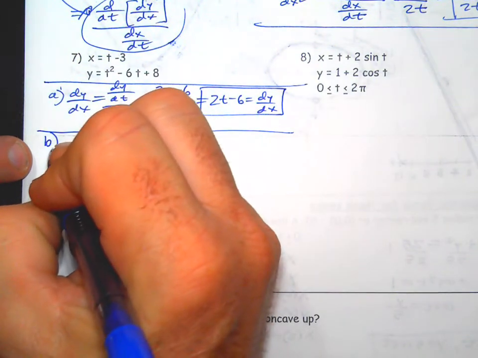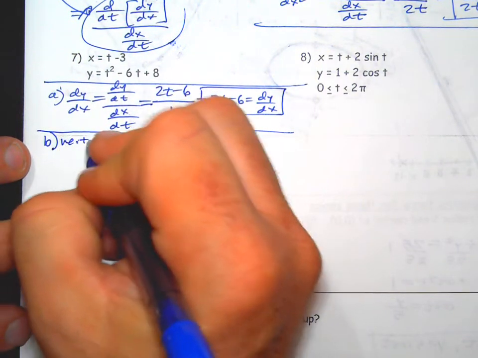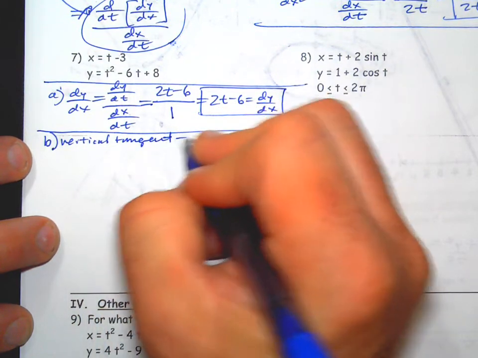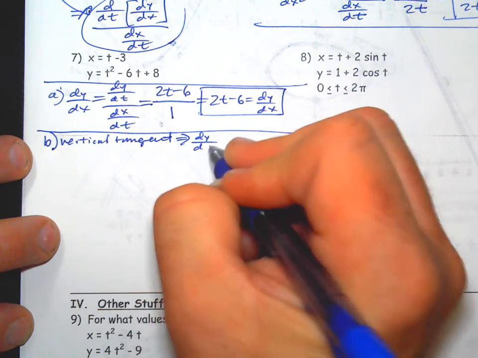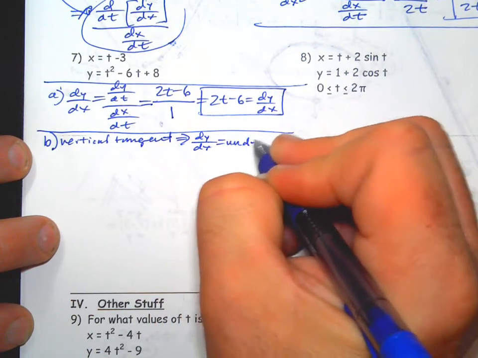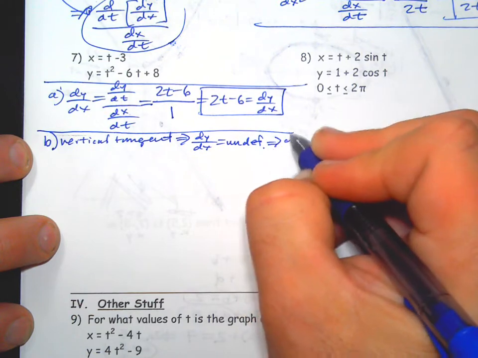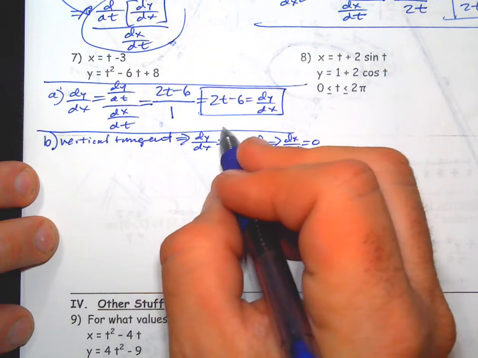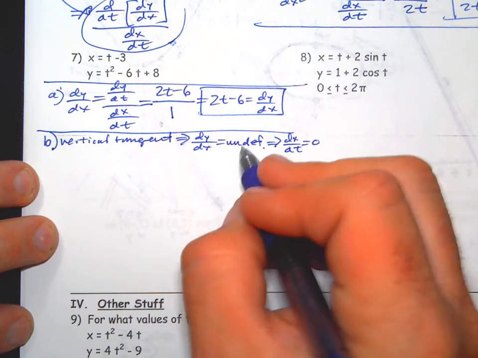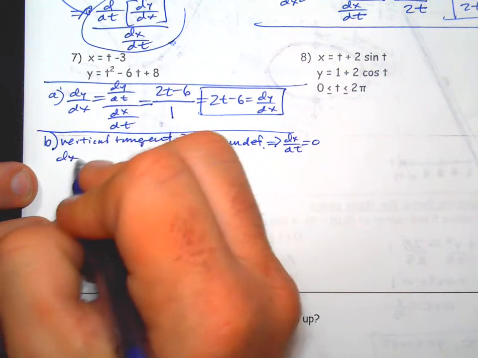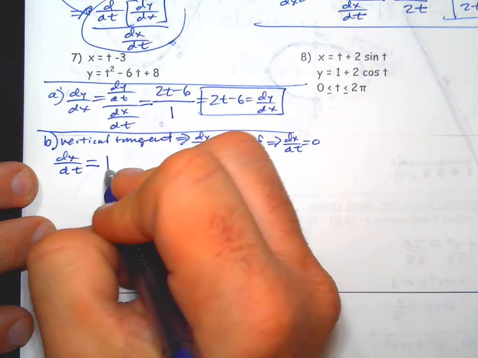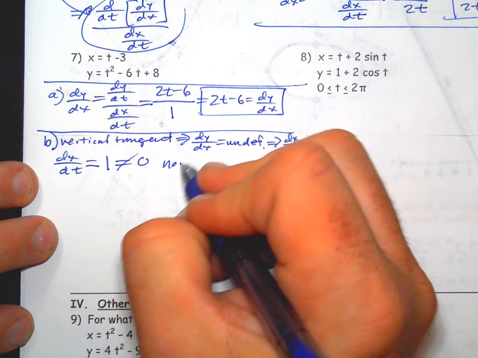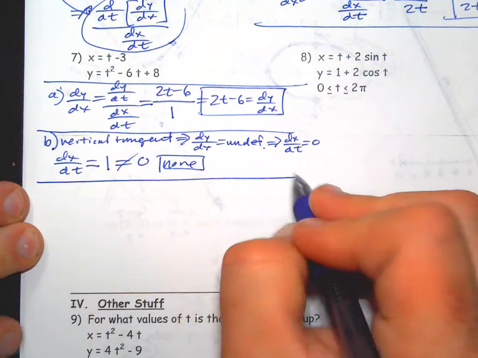And B, vertical tangent, it's going to be when dy dx is undefined because it's infinitely steep up and down, which is going to happen when dx dt equals 0, because that's what that comes from. Dy dx is dy dt over dx dt, right? So if you're dividing by 0, that means dx dt is 0. So dx dt equals 1. I'm going to set it equal to 0, which never happens. So the answer is none. And that's the work to back it up.